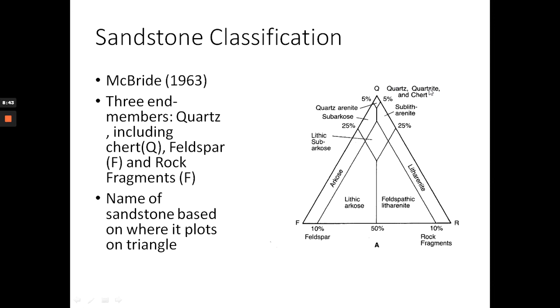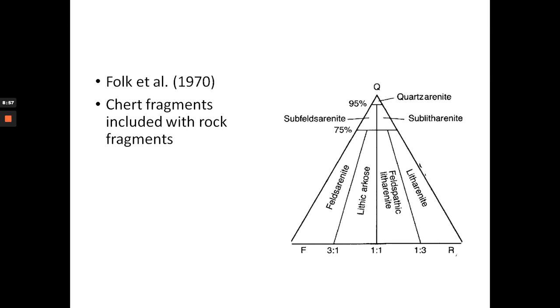Quartz, quartzites, meaning things where you have more than one crystal, polycrystalline quartz, and cherts, all of these are considered as quartz grains. All right, but in the Folk classification scheme, chert fragments are included with rock fragments. Okay, so remember, classification schemes are artificial constructs. They are made by humans, and so you can have different ways of classifying your sandstones in this case.